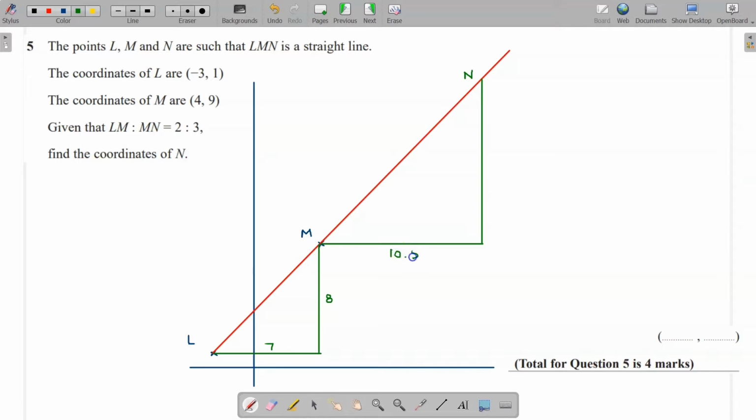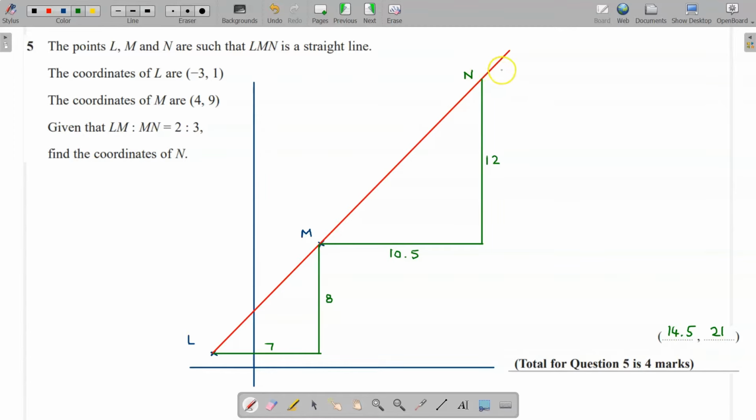And 8 times 3/2 is 12. So I've just got a bit of addition now. I'm going from this point here. We know what this point is here, M. So that's 4, 9. So 4 plus 10.5 is 14.5, and I've got here 9 plus 12 is 21. So that's the coordinate of the point N.